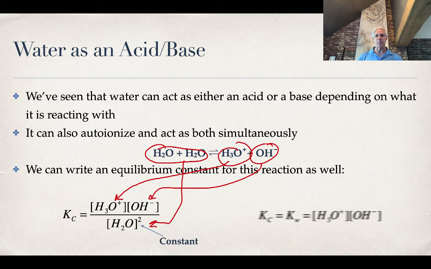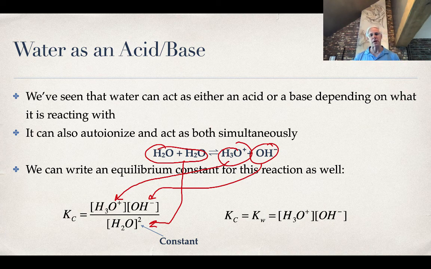And what we end up with now is our Kc, and we're going to give this a very special name. Again, we're going to give our equilibrium constant here a special label, Kw, W for water. And now it's just equal to the concentration of H3O plus times the concentration of OH minus.